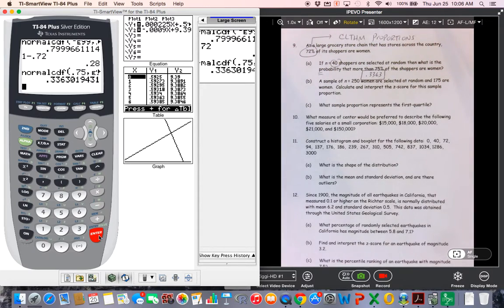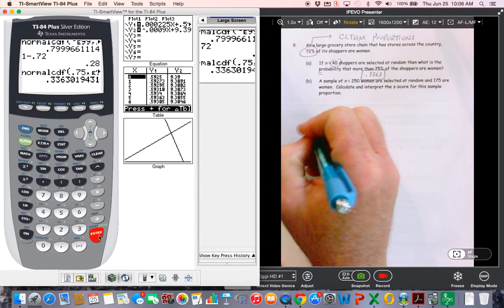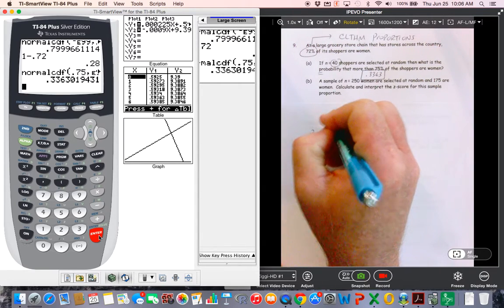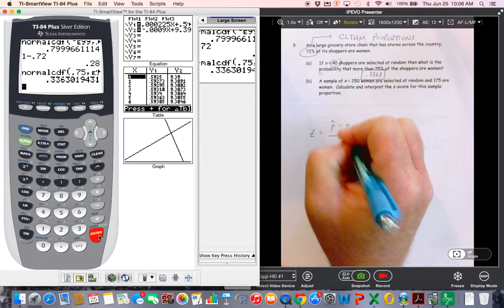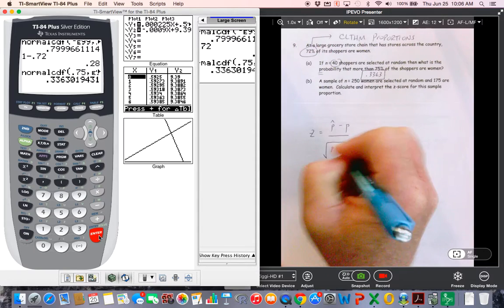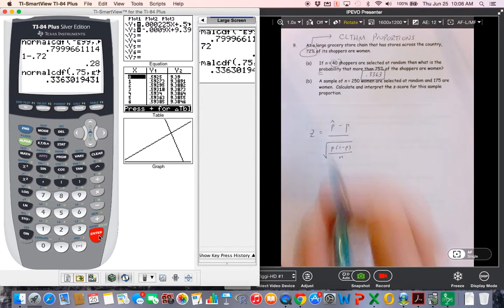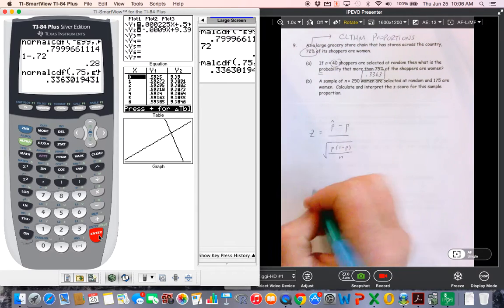All right. Next problem. A sample of n equal 250 women is selected at random. And 175 are women. Calculate and interpret the z-score for the sample. Now the z-score for these types of problems is harder. But it sets the stage for some of the stuff we're going to be doing later. So the z-score looks like this. So what we got to do first of all is we got to find p hat.